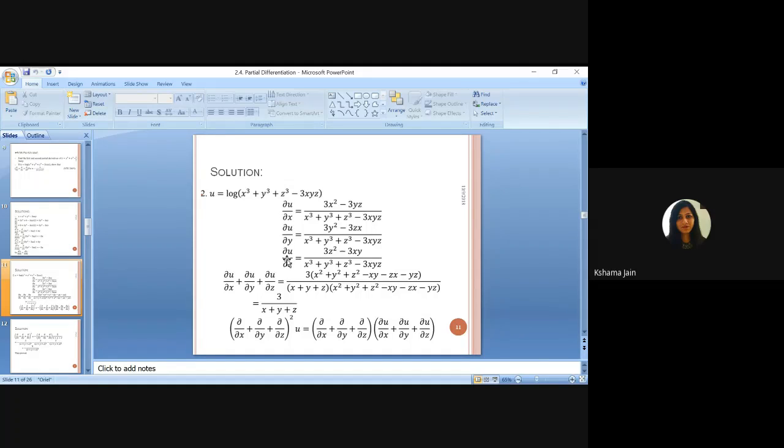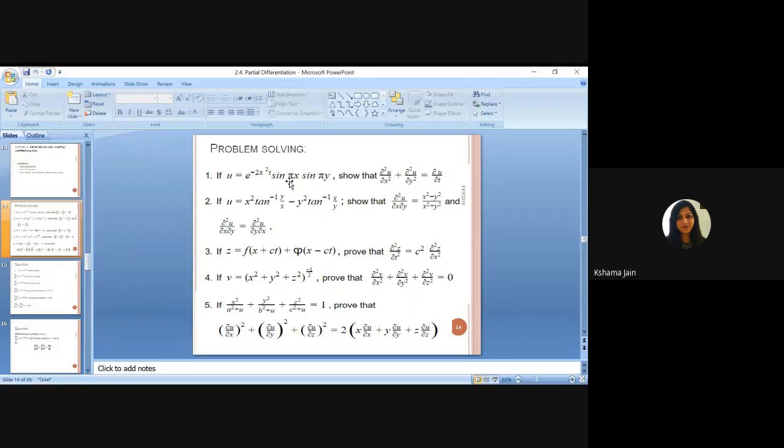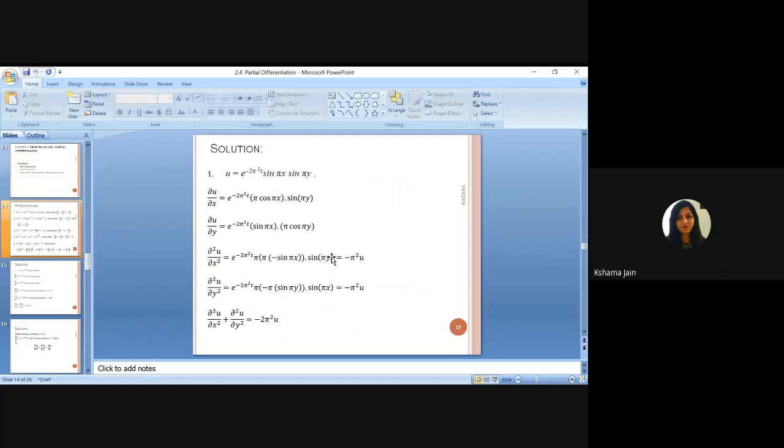Here they have differentiated, and these basic problems are there. If u is equal to this, show that this holds. U is depending on x, y and t. So we can find del u by del x by differentiating this term only, because these will be constant. Del u by del y, we differentiate this term only because these two are constant, and del u by del t by differentiating this term only. And then we find their second derivative. If you put in LHS, you should get RHS. That is called proved. So these are the basic questions on them.